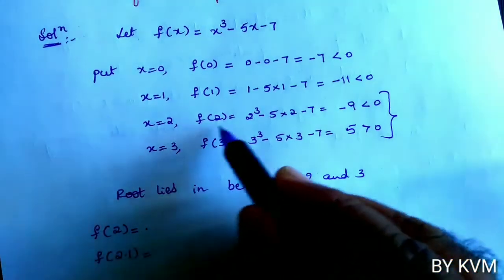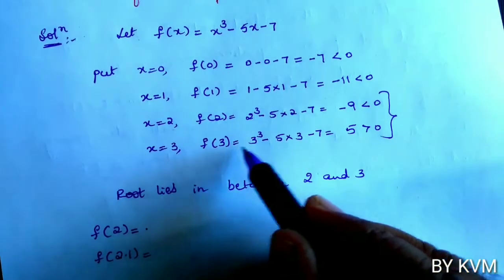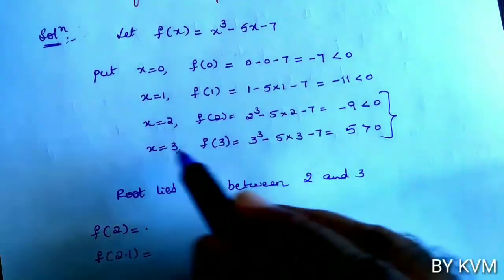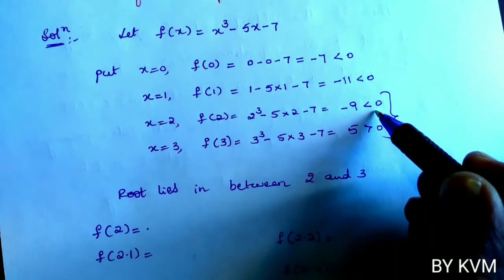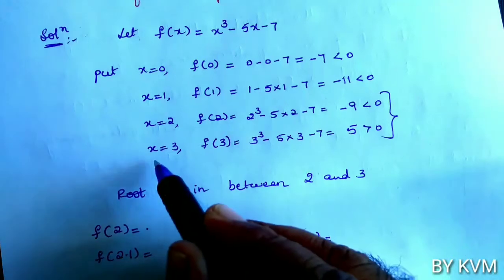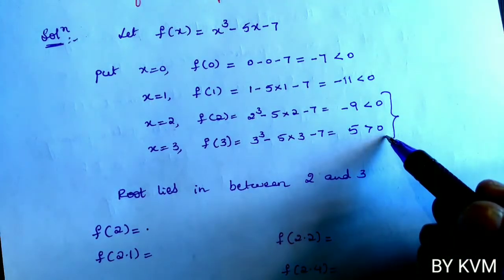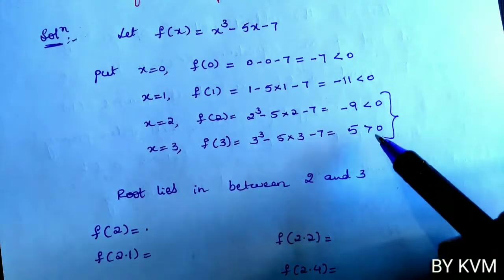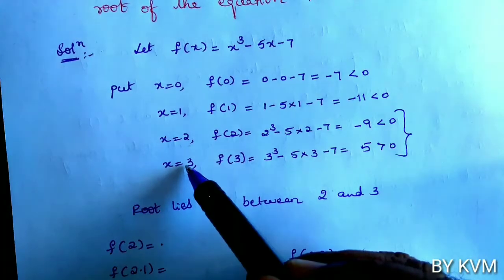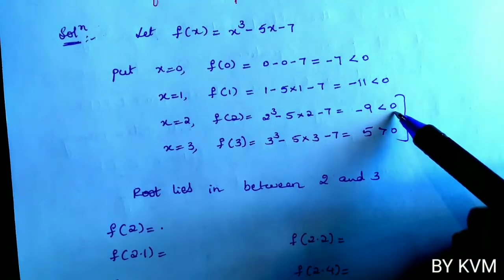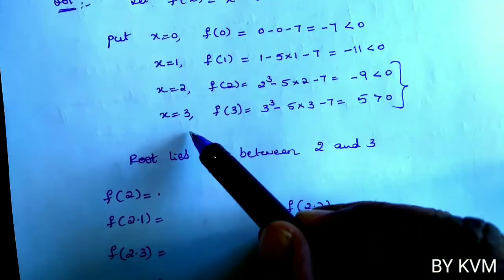So for x = 2, f(2) is -9, less than 0. For x = 3, f(3) is +5, greater than 0. So the function f(x) satisfies the intermediate value property for x = 2 and x = 3, since one value is less than 0 and the other is greater than 0. So the root lies between 2 and 3.